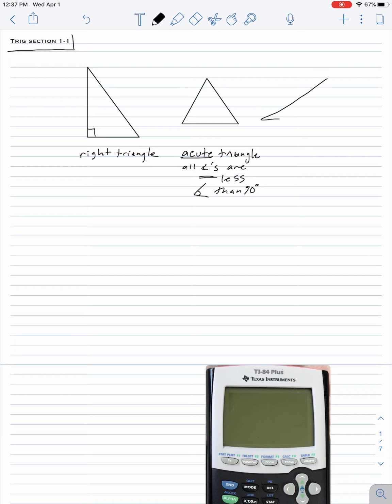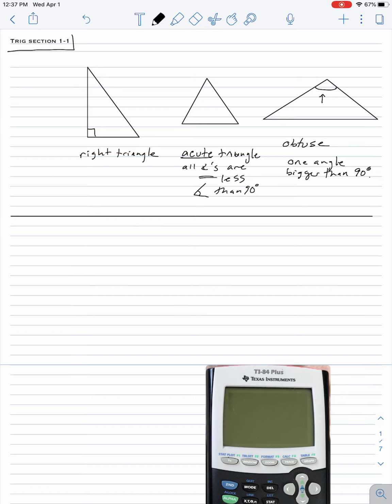And then the last one that I want you to be able to identify is an obtuse triangle. And that is identified because it has one angle that is bigger than 90 degrees. Okay? So those are our three main types of triangles. For the first part of this trig section that we're gonna do for the rest of the semester, we're gonna only look at right triangles. So in doing that, we have a couple functions to define.